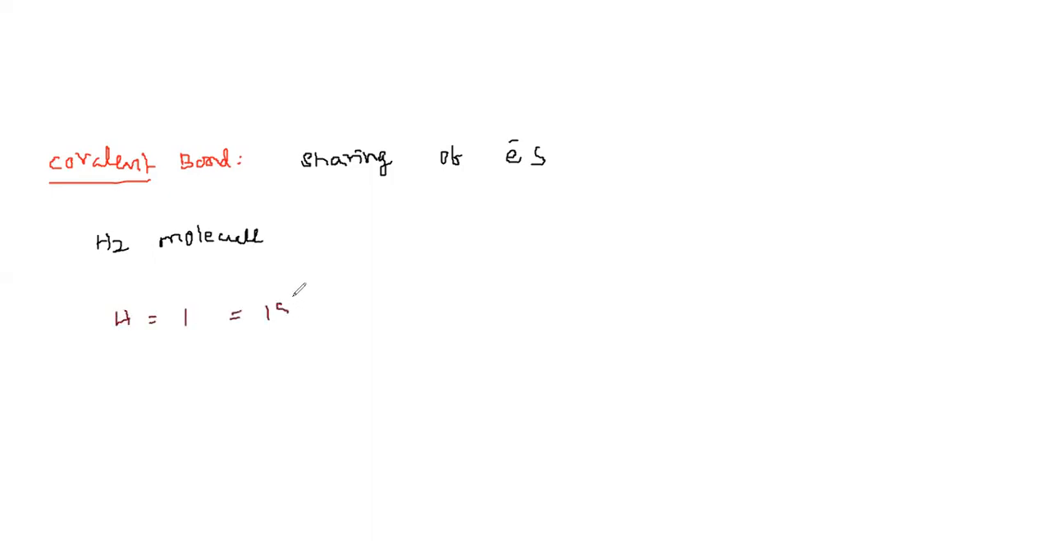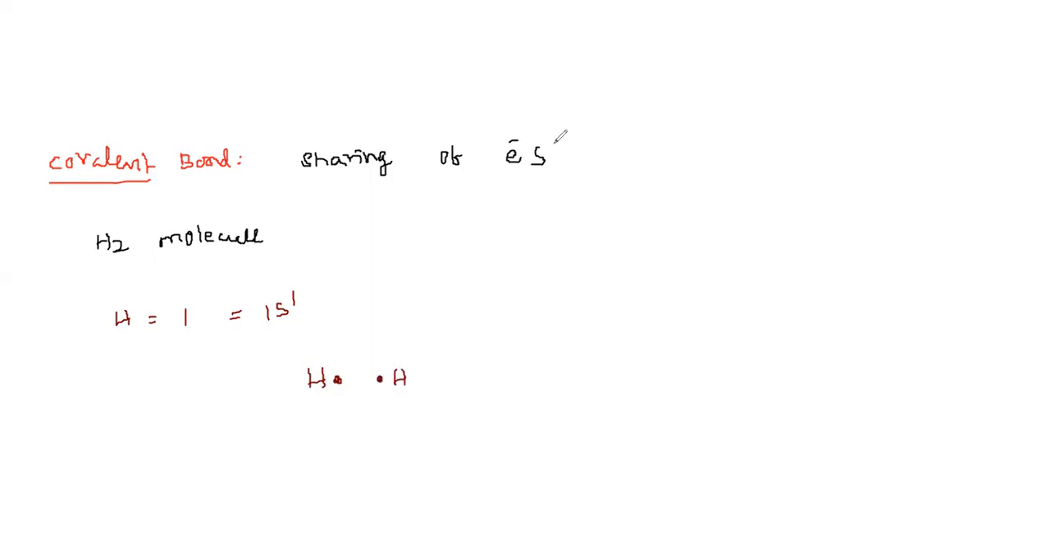So how is the covalent bond formed? The covalent bond is always sharing of electrons. For example, the hydrogen molecule: how is it formed? First we take hydrogen, atomic number 1, electronic configuration 1s1. So I will write 1 electron here, and another hydrogen electron here.